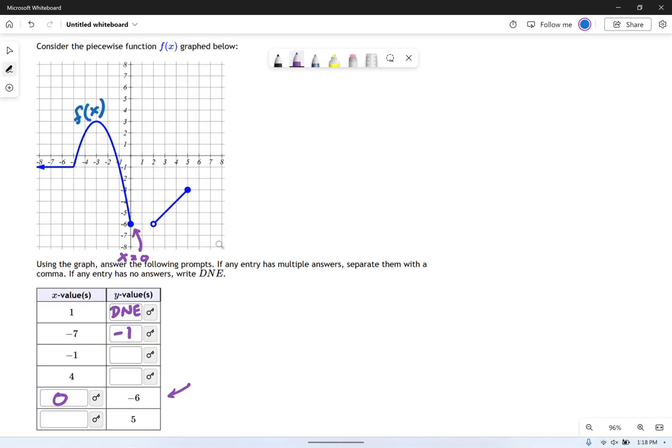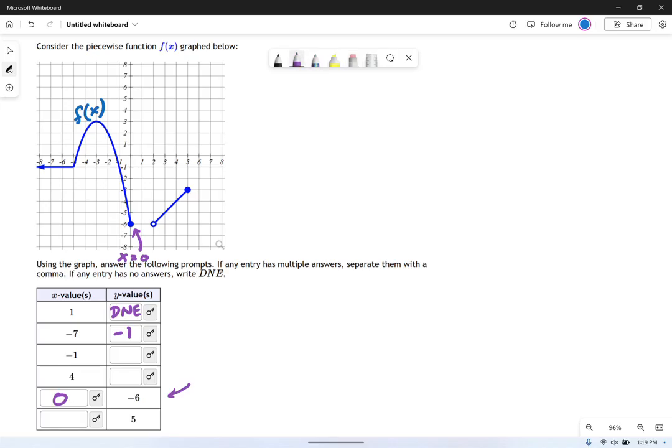Now it is possible to have more than one solution. Let's say I had chosen negative 5, for example. If this next one were negative 5, where would the function equal negative 5? Well, here's a spot, negative 0.2 or something. And then here's another spot, 3. So I would say negative 0.2, comma 3. Those are my 2 solutions in x. But that is not the case. That was just a what if.